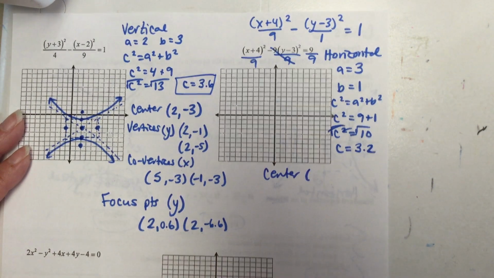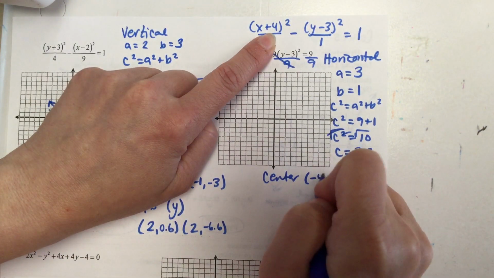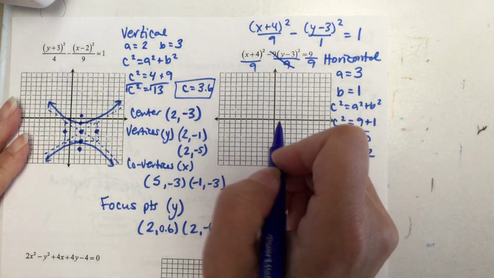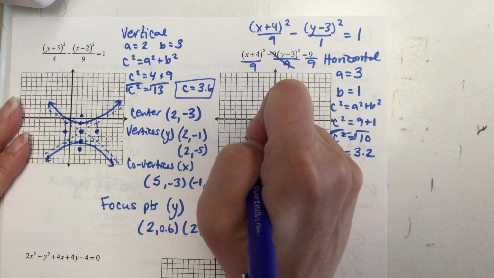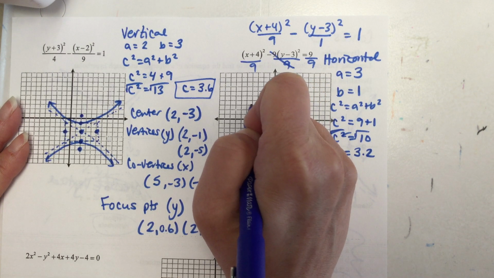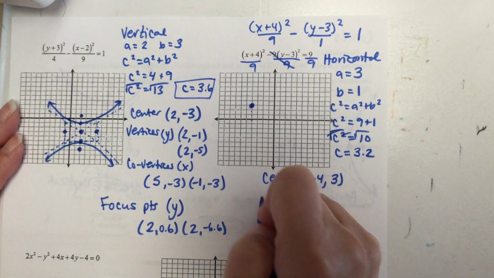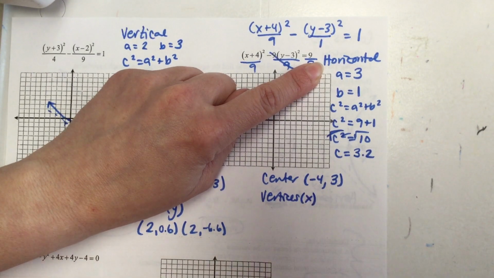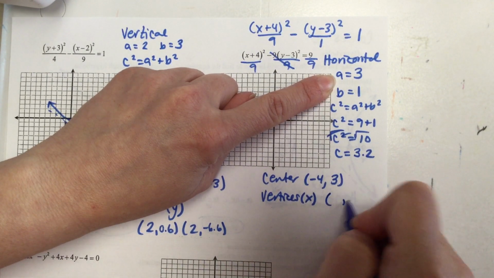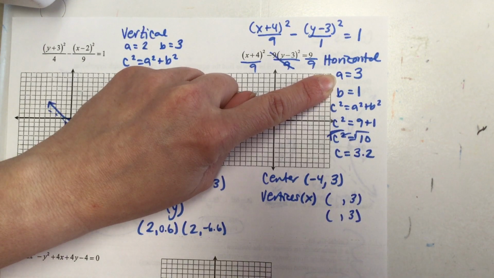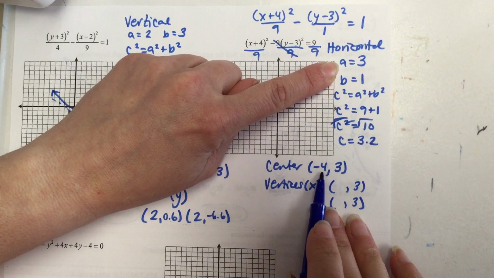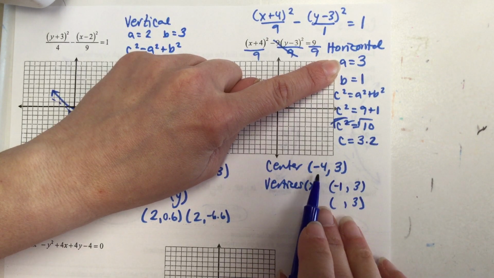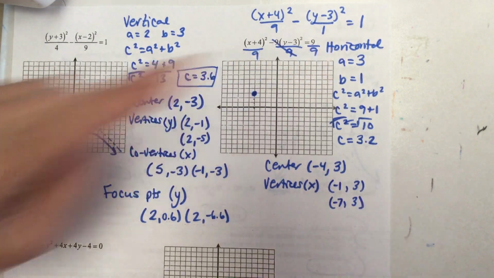The center, what are you subtracting from x? -4. What are you subtracting from y? 3. So I go to the left, 1, 2, 3, 4, and up, 1, 2, 3. That is the center. Your vertices, because it's horizontal, you are changing the x using the a value. So for my vertices, the y value stays. I take the x value from the center and I add 3. -4 plus 3 is -1. Now you minus 3. -4 minus 3 is -7.